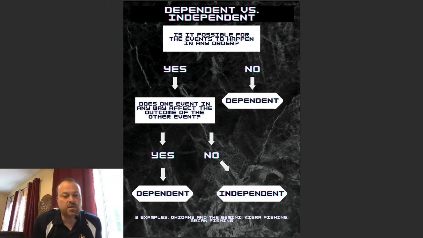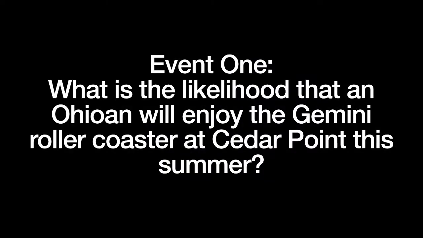We have 3 examples we want you to think about right now. One has to do with someone living in Ohio and enjoying the Gemini. Maybe you've been on that roller coaster before. The other 2 events both have to do with people fishing. So we're going to put those up right now for you to consider. Here is event 1. What is the likelihood that an Ohioan will enjoy the Gemini roller coaster at Cedar Point this summer? The likelihood that an Ohioan, someone who lives in the state of Ohio, will enjoy the Gemini roller coaster at Cedar Point this summer.